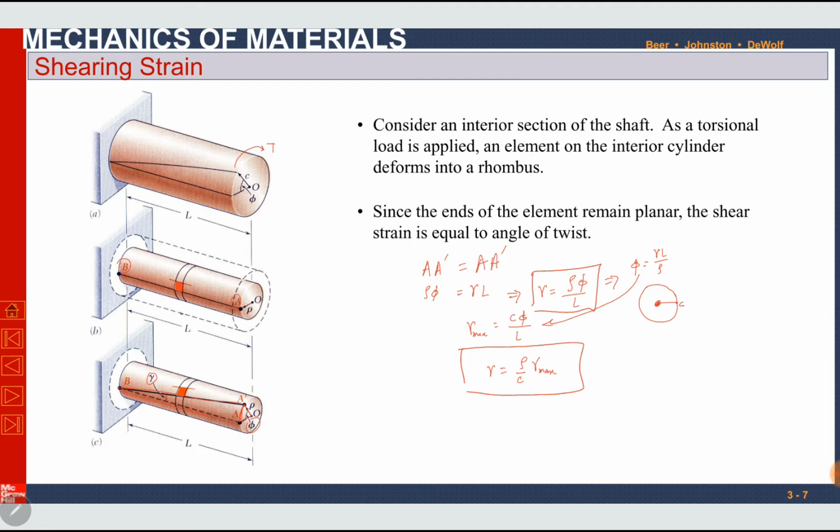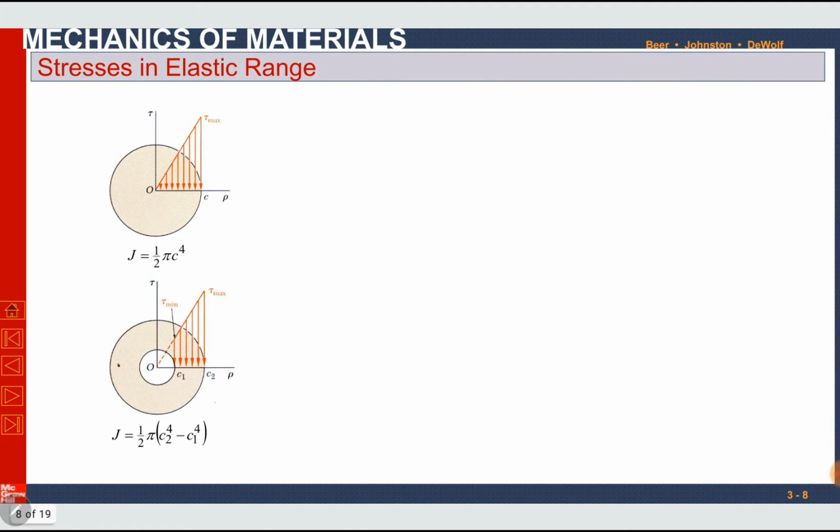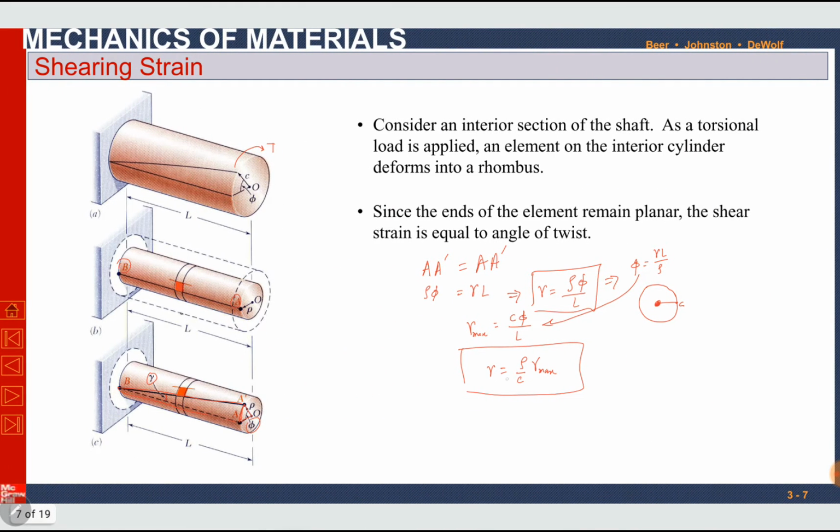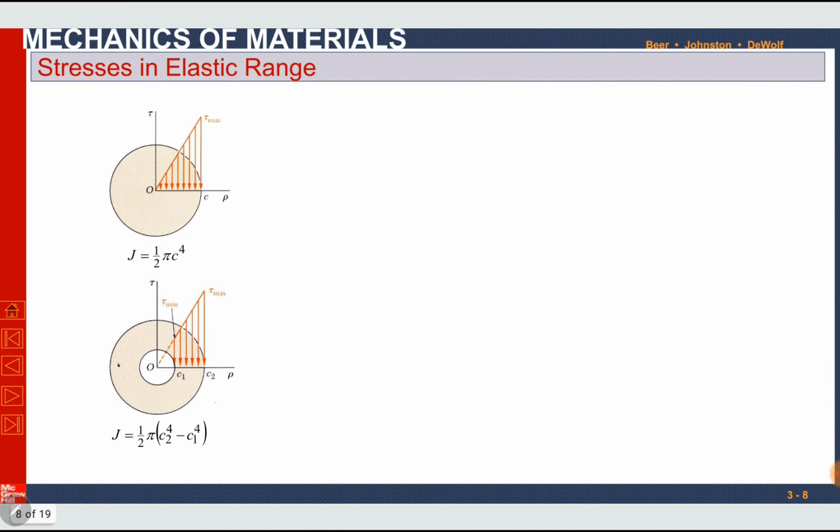If we want to find shear stress in the elastic region specifically, we can use Hooke's law. Earlier we derived this expression: gamma is equal to rho over C into gamma maximum. If we multiply the modulus of rigidity G on both sides, gamma G is equal to shear stress. This is Hooke's law. So tau is equal to rho over C into gamma maximum into G, which is tau maximum.